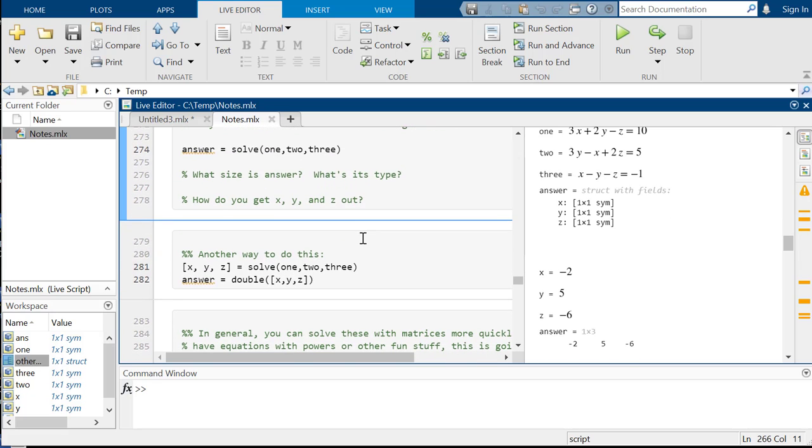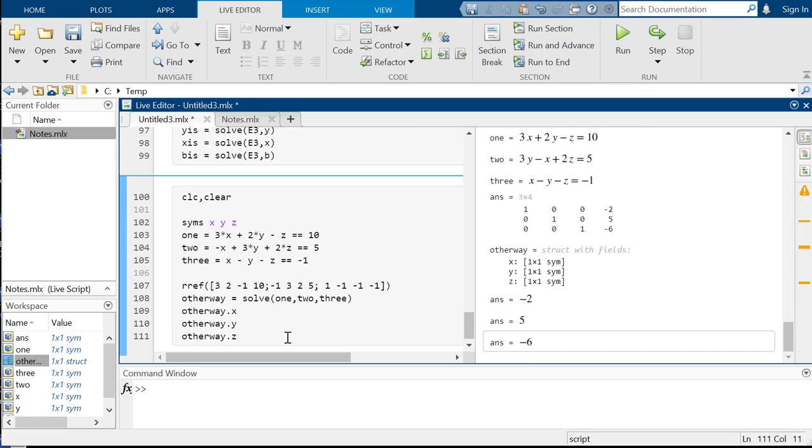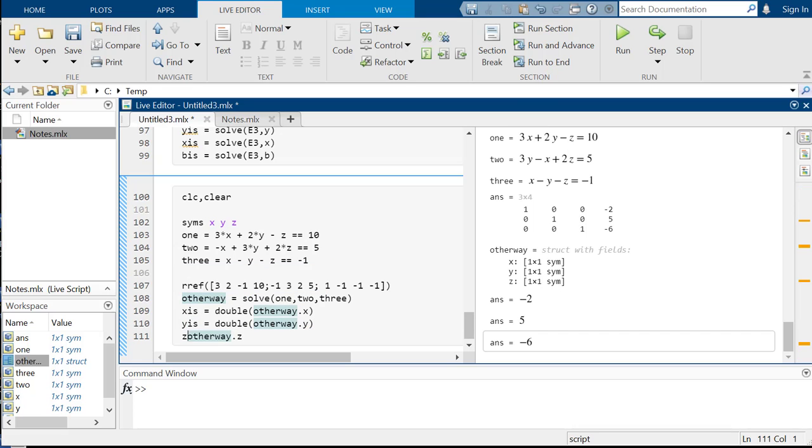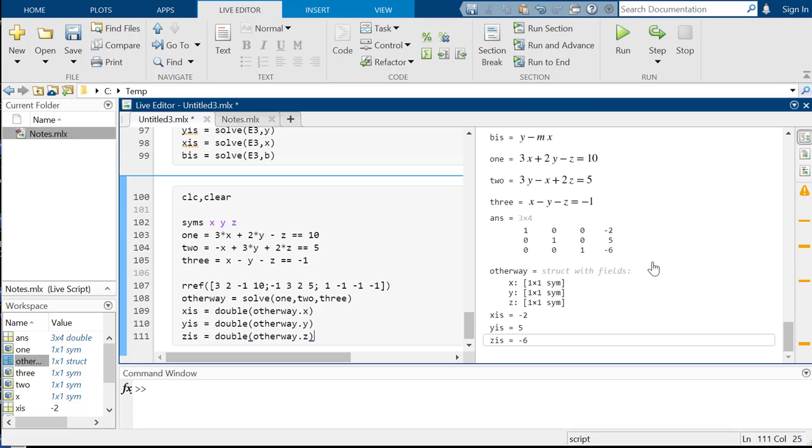Let's see if I have anything. Yeah. So, okay, another way, so this is one way to do it. So I could double each one of these independently. X is double this, Y is double this, and Z is double this. Okay, so then I'm getting the negative 2, the positive 5, and the negative 6. Again, the same thing I got with reduced row echelon. It's just a little bit different.